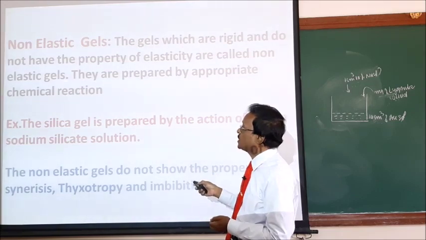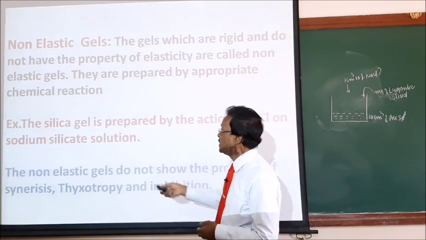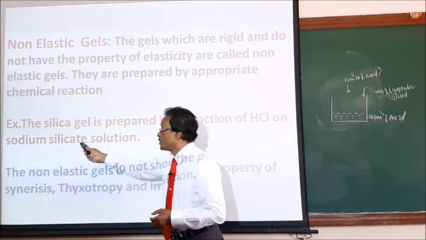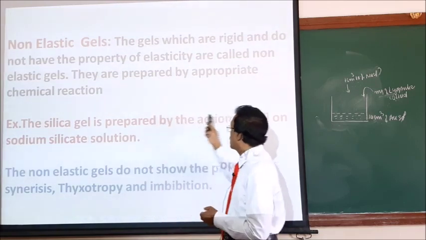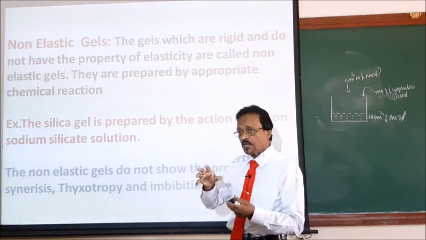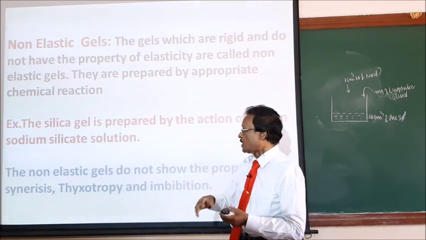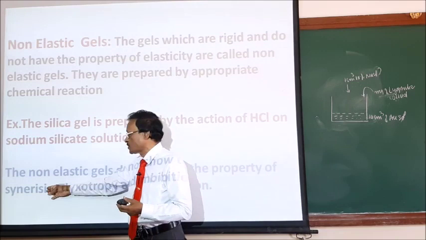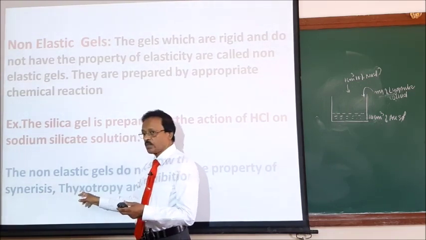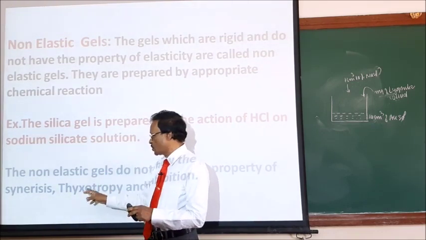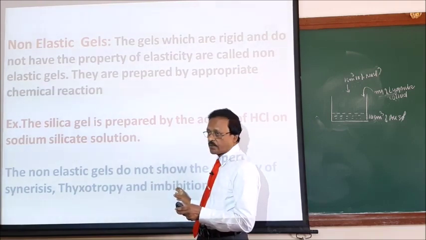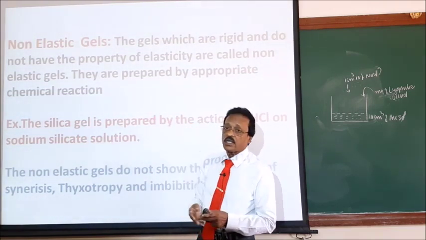A simple example is silica gel, which is prepared by a chemical method. Silica gel is prepared by heating sodium silicate with hydrochloric acid. It is non-elastic and mainly used to control humidity, as it has good moisture absorption. It does not show syneresis, where exposed to air it loses water and shrinks, or thixotropy, the reversible gel to sol change, or imbibition, where put in water it absorbs water and swells. These properties are not shown by the non-elastic gel.